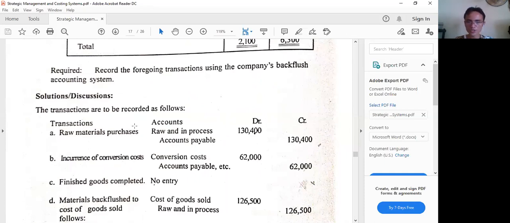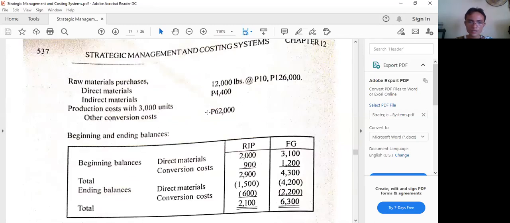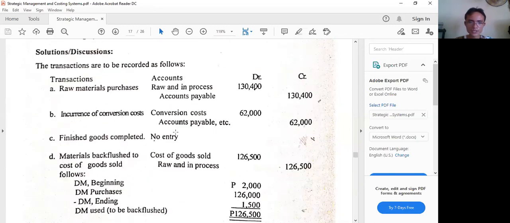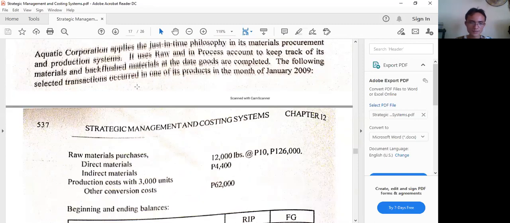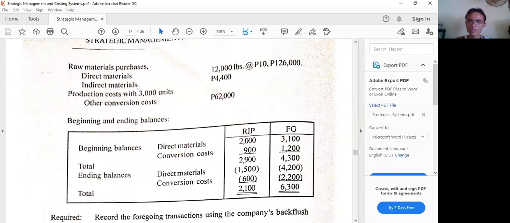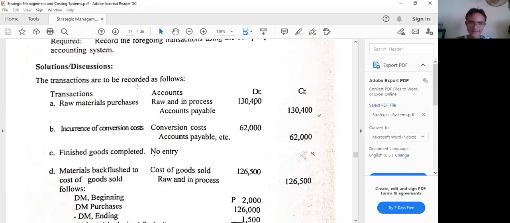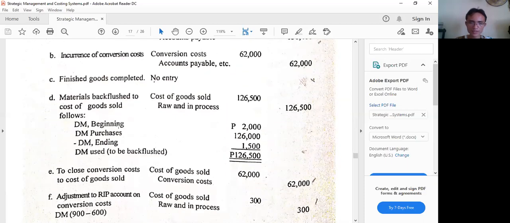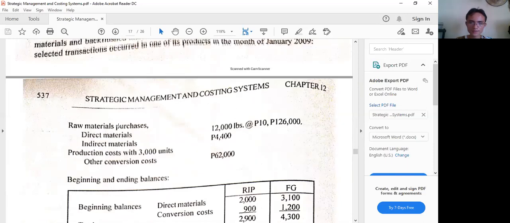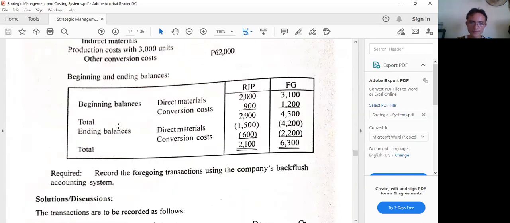Still about raw materials purchases. Conversion costs here given. Then finished goods completed. Let's check: this is not the trigger point. Only the materials purchases or raw materials purchases, including indirect, and the point of sale. Okay, so raw materials, as stated here, is not necessarily direct. It also includes indirect. Then materials backflushed. So you have the direct materials beginning at 2,000. We have that.